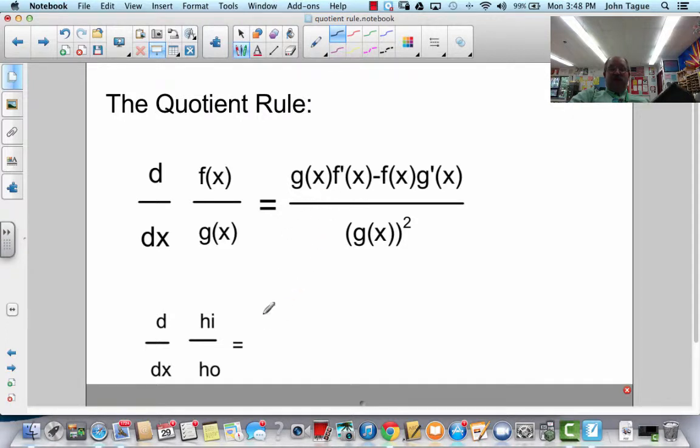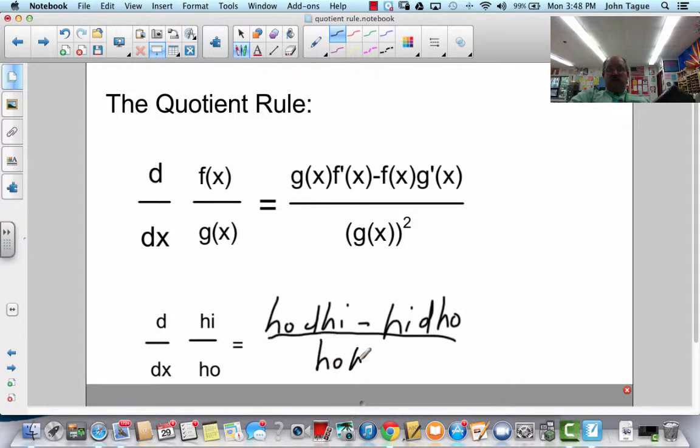All right, so here's how it works. Ho, d hi, minus hi, d ho, all over ho ho. Okay, so ho is the bottom part, g of x, times the derivative of hi, which is the f of x, minus hi, which is the f of x, times d ho, which is the derivative of the denominator, all over ho ho. So ho d hi minus hi d ho over ho ho. That's much easier to remember. It's kind of catchy.